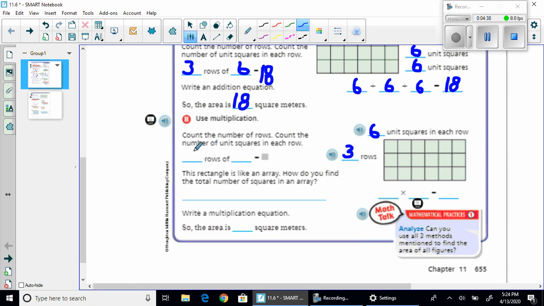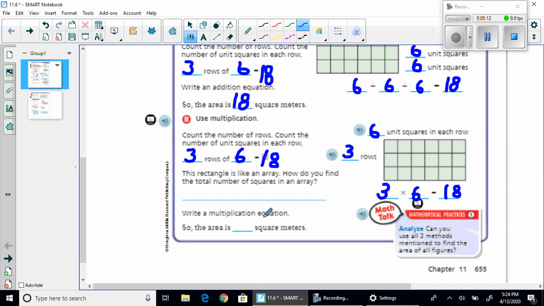Okay, over here I'm going to go ahead and write my equation. So I have 3 rows of 6. Again, we did the equation up above. We know that 3 rows of 6 or 3 groups of 6 is 18. Okay, and I'm going to go ahead and fill in my equation down below. So 3 times 6 equals 18.